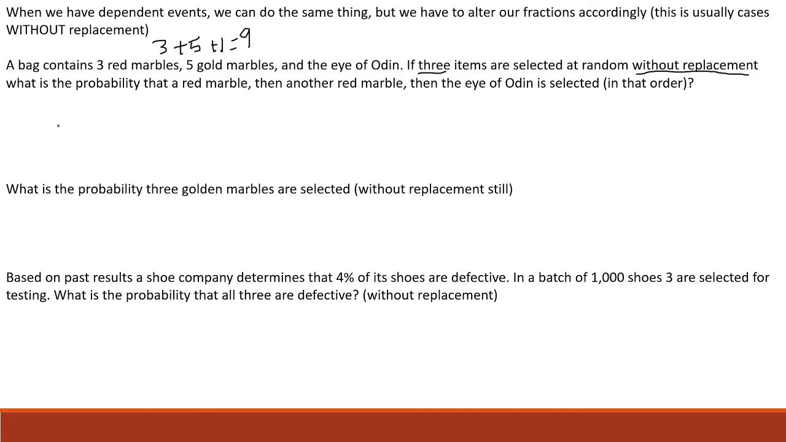So my first draw, I want to pick a red marble. Well, there's 3 red marbles out of 9 total. So that'd be my first probability. My next probability, I want to draw another red marble. Well, if I'm doing it without replacement, that means I'm assuming this already happened, which means that I now only have 8 marbles left in the bag because I pulled out one of the red ones.